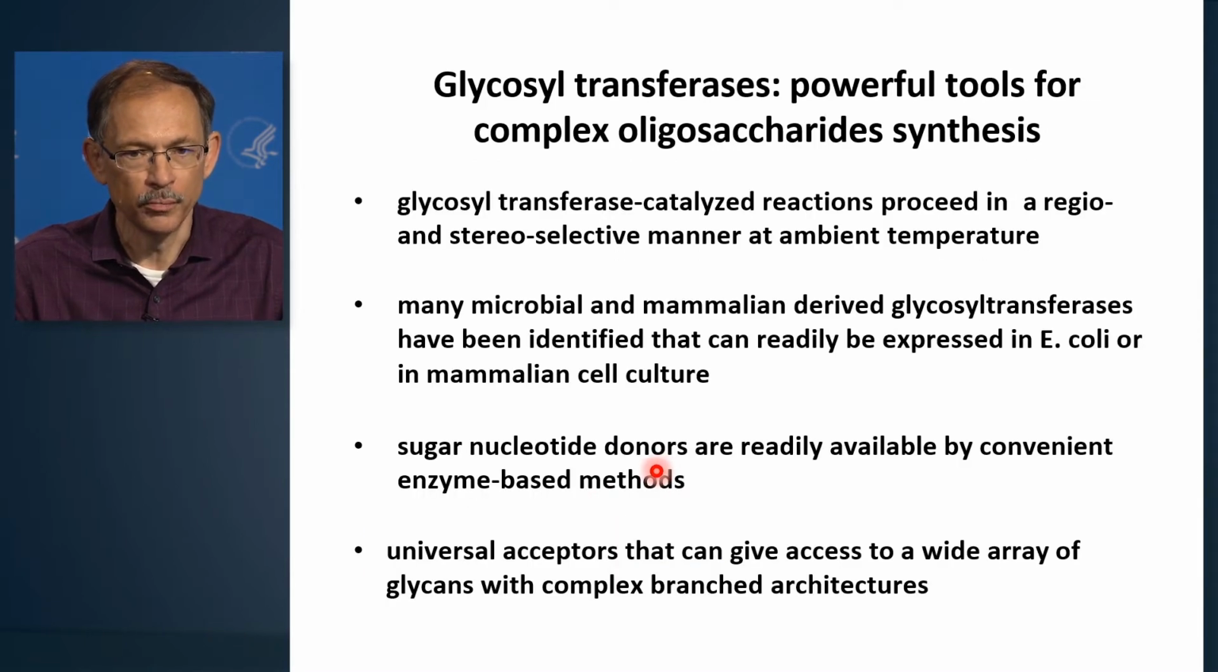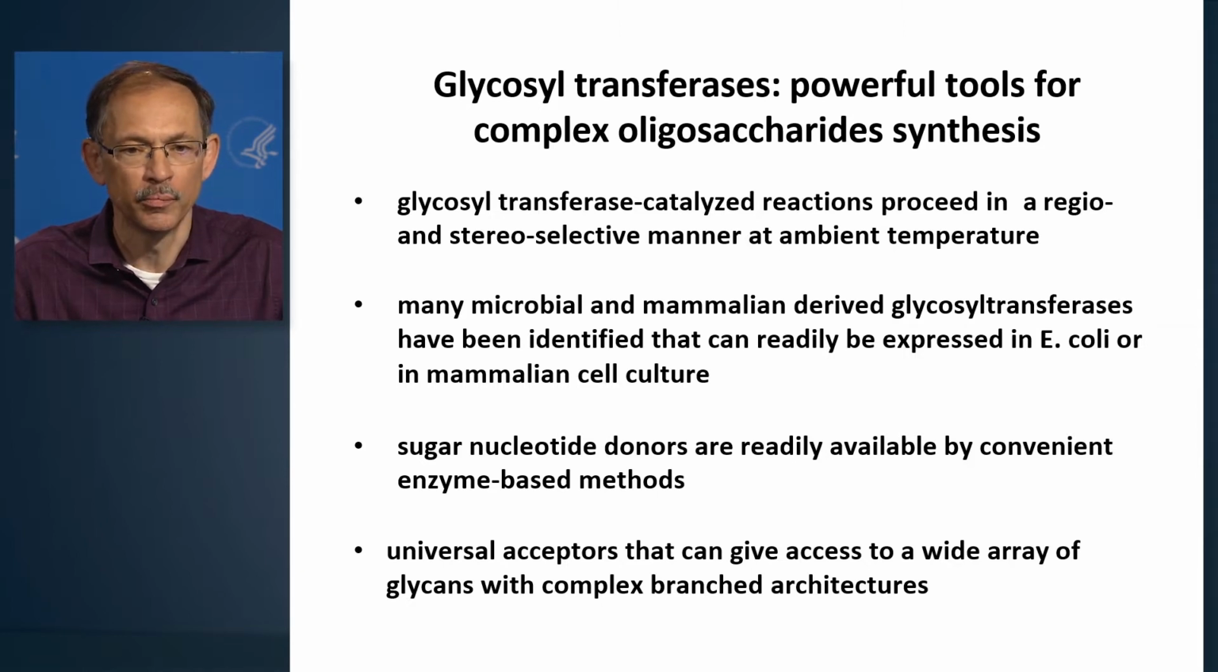So why is this possible? First of all, the enzymes that make complex carbohydrates in nature, glycosyltransferases, are highly regio- and stereoselective and can be performed at very mild and easy conditions. Over the last few years, we have identified many microbial and mammalian-derived glycosyltransferases. And these can be easily produced through recombinant expression. And now we have a toolbox that makes it possible to make almost every mammalian glycosyltransferase.